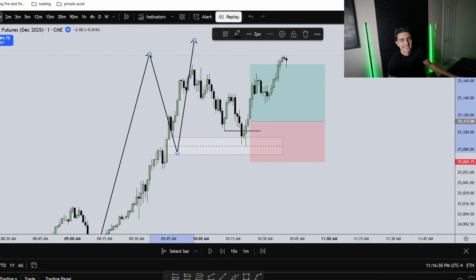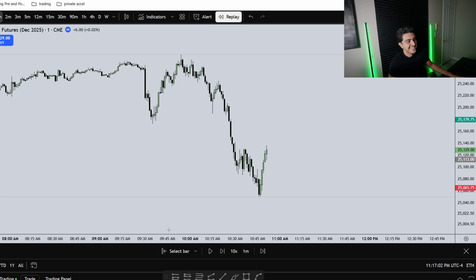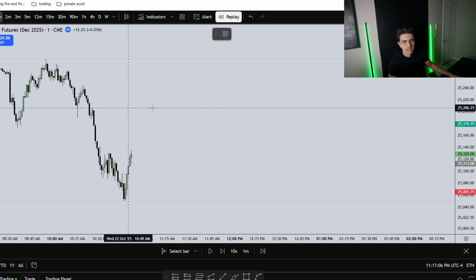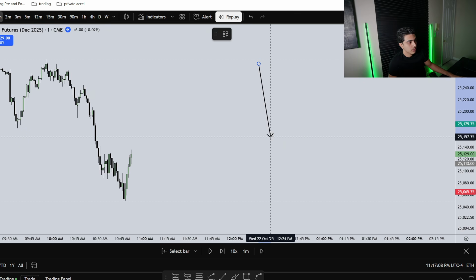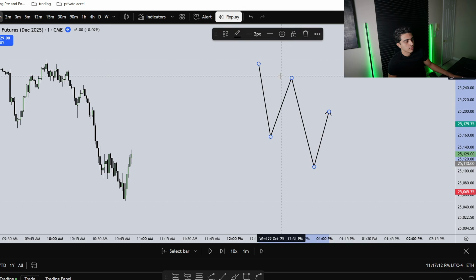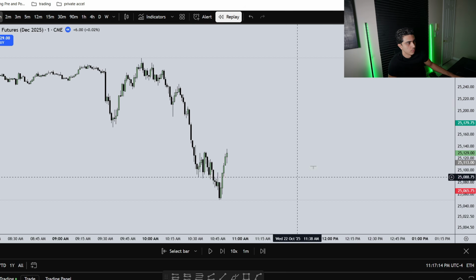Anyways, let's jump into the next example. Beautiful. So we have the next overall example. Now, what does this day look like, right? If we refer back to what we basically were looking at, displacement lower, rebalance higher, displacement lower, rebalance higher. Great. Now that we understand it's a bearish continuation sequence, what are we looking for?